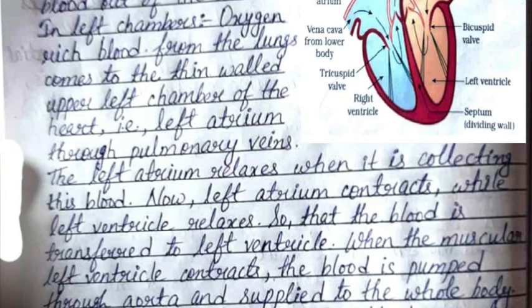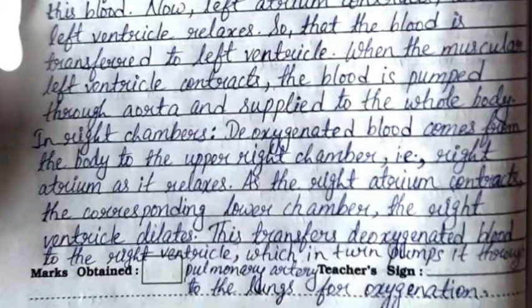The left atrium relaxes when it is collecting this blood. Now the left atrium contracts while the left ventricle relaxes, so that the blood is transferred to the left ventricle. When the muscular left ventricle contracts, the blood is pumped through the aorta and supplied to the whole body. In the right chambers, deoxygenated blood comes from the body to the upper right chamber, that is the right atrium, as it relaxes. As the right atrium contracts, the corresponding lower chamber, the right ventricle, dilates. This transfers deoxygenated blood to the right ventricle, which in turn pumps it through the pulmonary artery to the lungs for oxygenation.